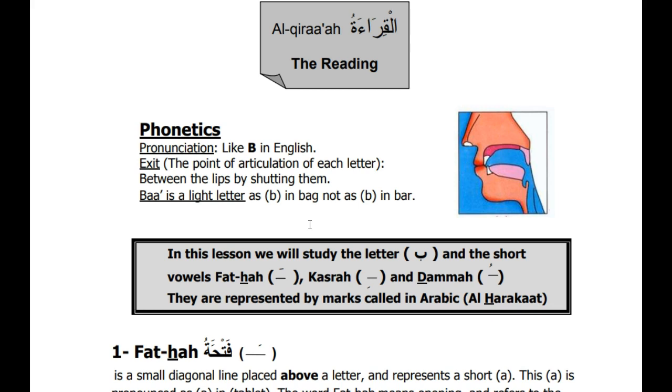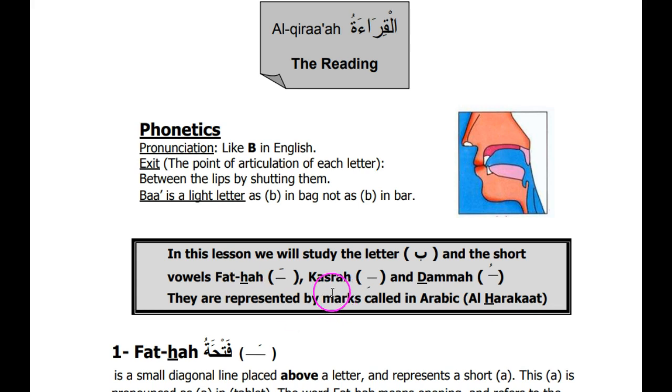Okay, that's the point. In this lesson, we will study the letter ba and the short vowels fatha, kasra, and dhamma. When we see these underlines here, it means that these letters are special, not normal ha. We will see them later on. When they put this middle line here, it's very interesting because some people just read it one way, we tend to read it one way, and it's not that, it's this.